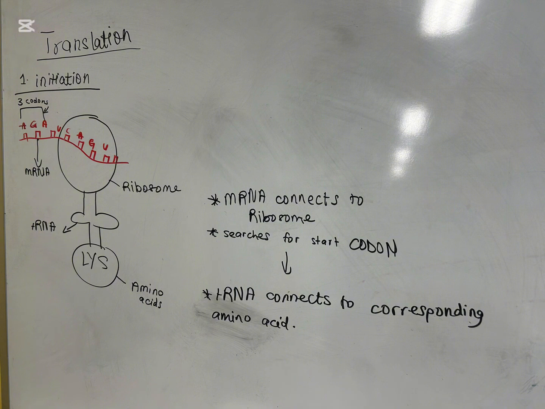Translation is the process of taking the information stored on an mRNA strand and using it to construct a protein. Once the mRNA strand is synthesized in the nucleus, it leaves the nucleus and enters the cytosol, where it attaches to a free ribosome. So I'm going to brief everything about translation in these few sentences.